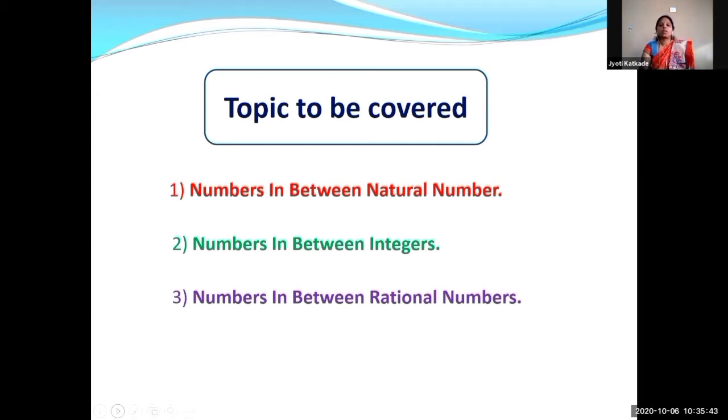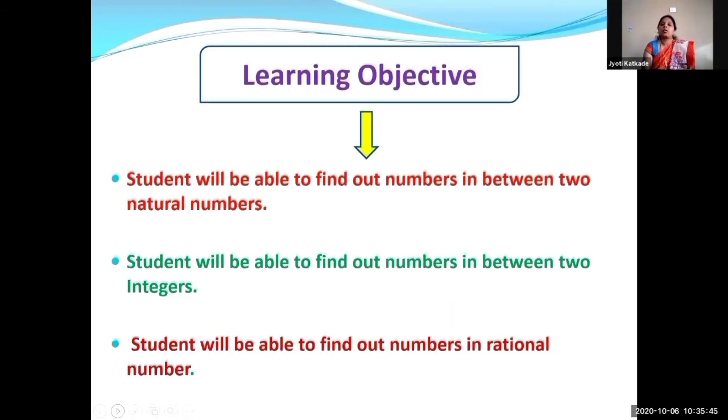Now the objectives of this lesson or this topic are: students will be able to find numbers in between two natural numbers. Second, students will be able to find numbers in between two integers. And third, students will be able to find numbers in between rational numbers.